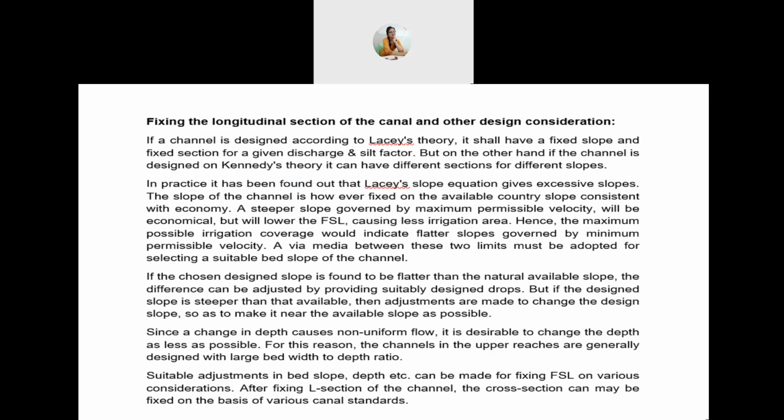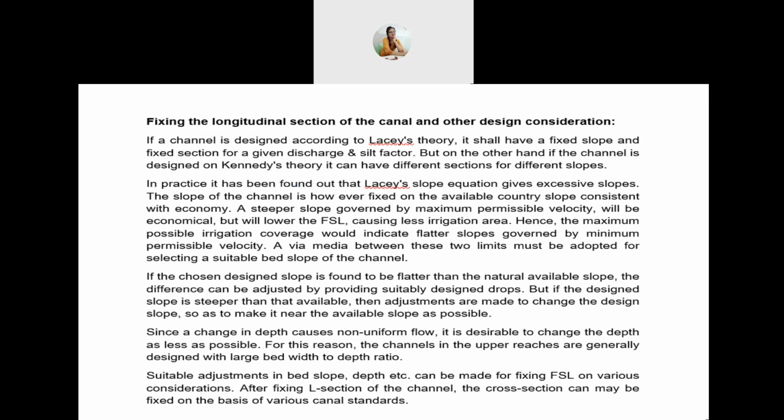Next is fixing the longitudinal section of the canal and other design considerations. Related to Kennedy's theory and Lacey's theory, I'll give you some numericals based on the design procedure, and now we'll continue with fixing the longitudinal section of the canal and other design considerations. So if a channel is designed according to Lacey's theory, it shall have a fixed slope and fixed section for a given discharge and silt factor.